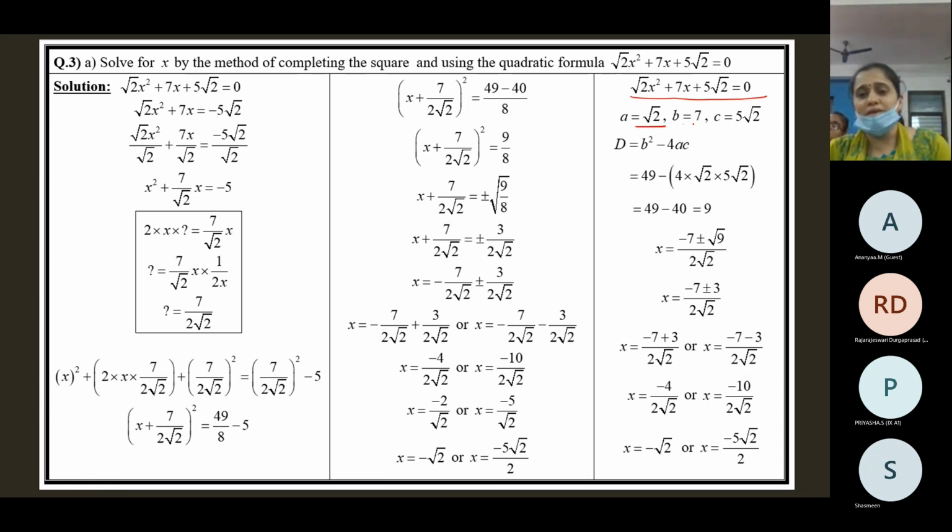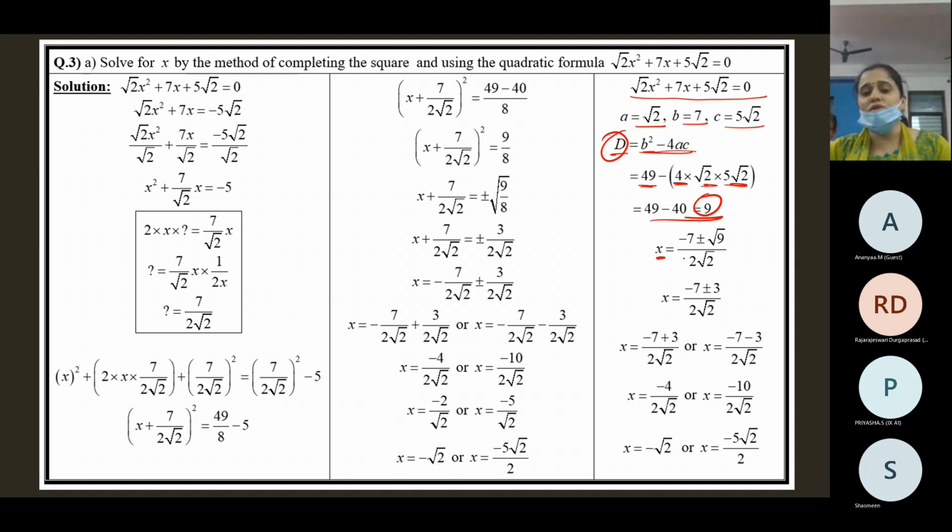Find the values of A, B, and C. Find D, which is B square minus 4AC. So B square, 7 square, 49. 4AC, 4 into A into C, which is 40. So D is equal to 9. The value of D is 9.